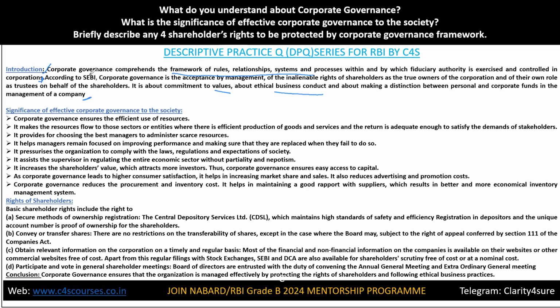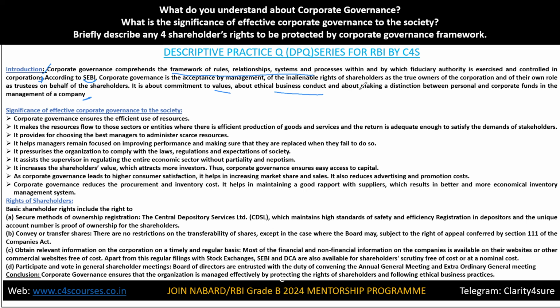There are many definitions, students. We are taking the SEBI definition here. You can take any definition. You can see here, corporate governance is the acceptance by management of the inalienable rights of the shareholders. This is very important. Rights of shareholders as the true owners of the corporation and their own role as the trustees on behalf of shareholders. It is about commitment to values, about ethical business conduct, and about making distinction between personal and corporate funds in the management of a company. Is it clear, students? This is the introduction part you can give for corporate governance.